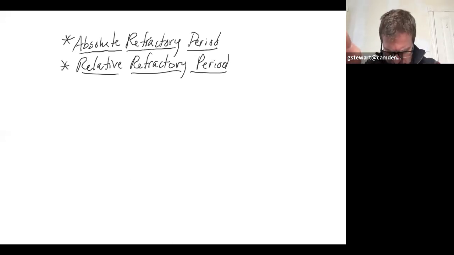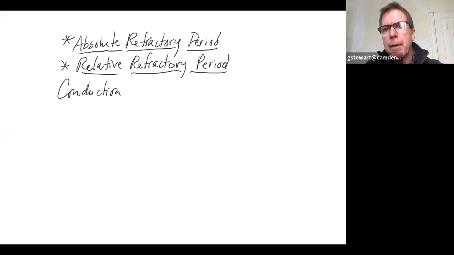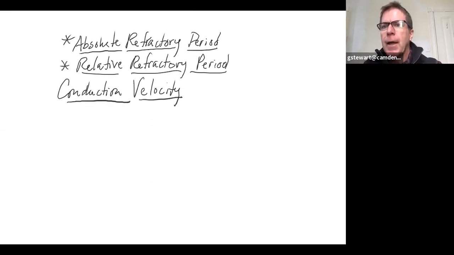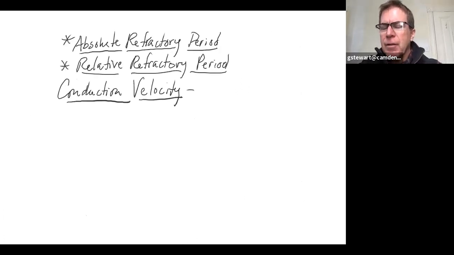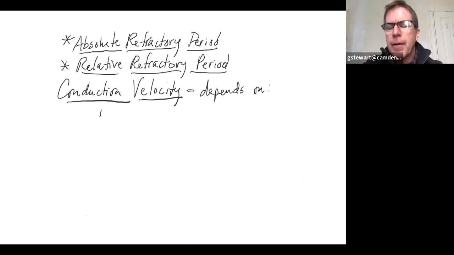All right. Now I'm going to talk about conduction. This is a new topic. It's related, but it's a new topic. Conduction velocity. How fast? Conduction velocity refers to how fast this neuron fires this action potential. Conduction velocity is dependent on two things. First, axon diameter, and second, degree of myelination.